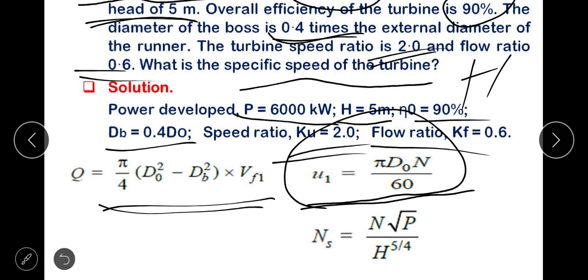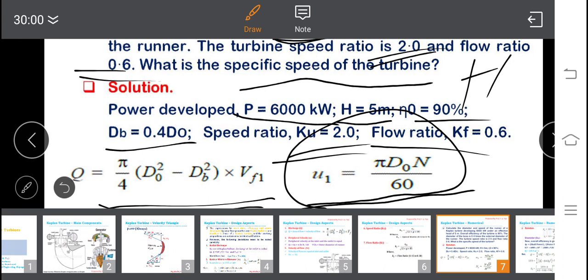We have not yet come to it, but he has asked in the numerical problem. That's why straight away I am speaking about the formula, ready-made. Afterwards, we will see what is specific speed, how this n root p divided by h to the power of 5 by 4 we have arrived. We will see in the future classes to come.